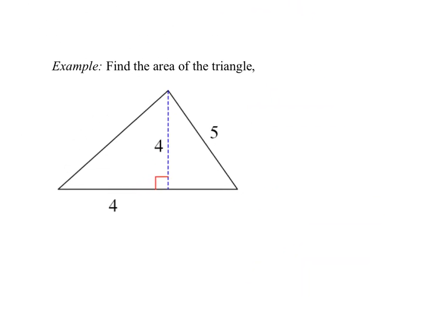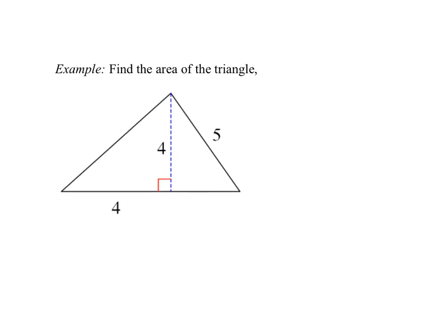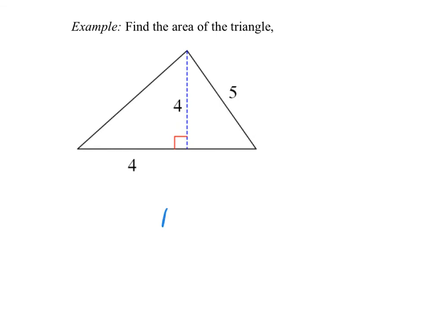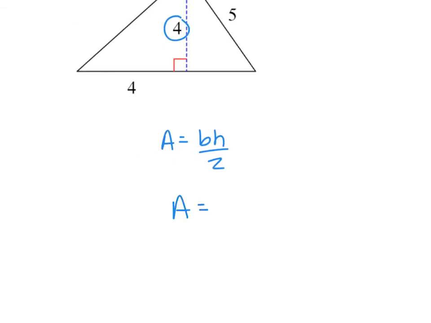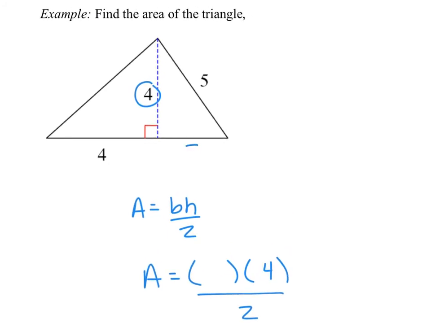Let's go on to the next problem. Find the area of the triangle. Well, we know our area formula for the triangle is base times height divided by 2. If I look, I have my height of 4, all over 2, but I don't know what my base is because I don't know what this piece is. But what I can do is use the Pythagorean Theorem to find that missing side length.